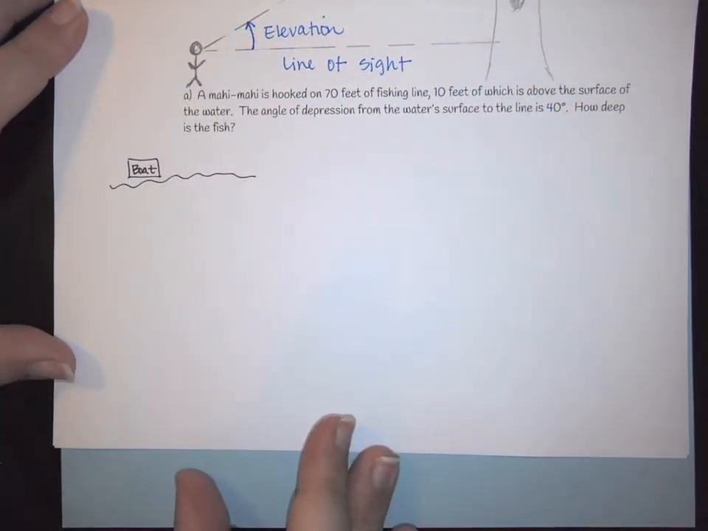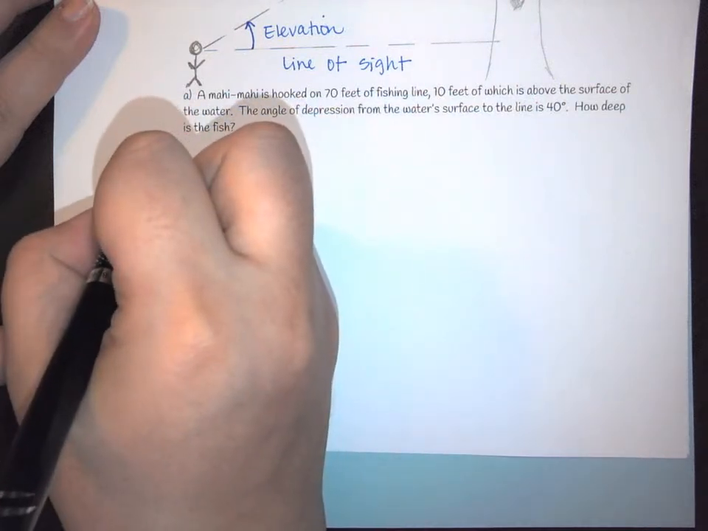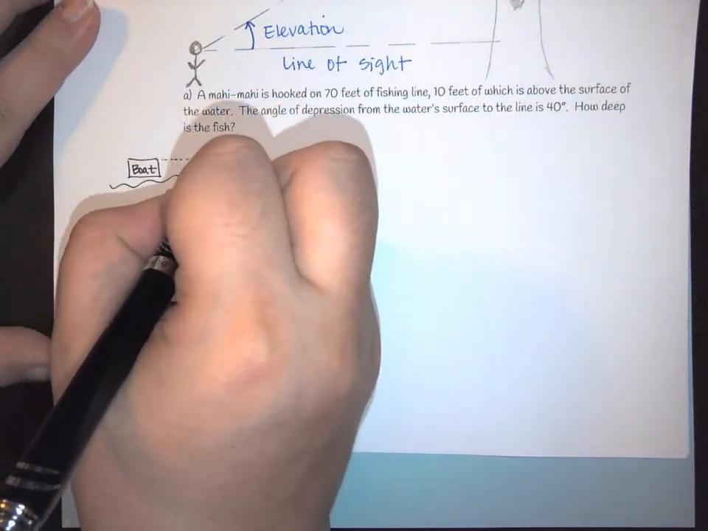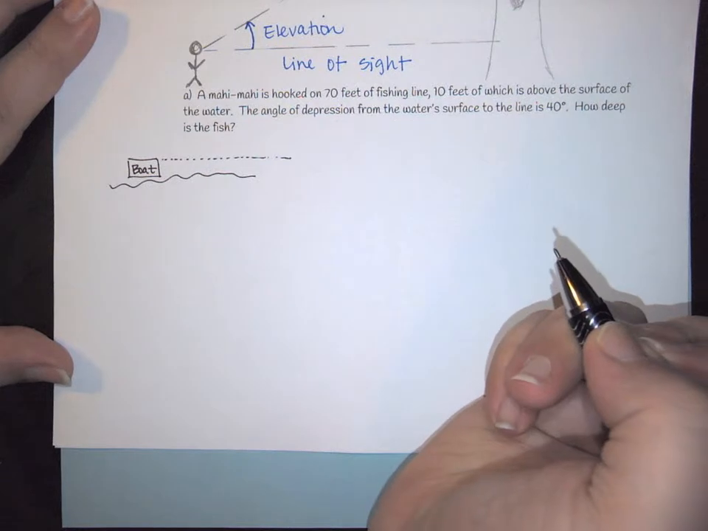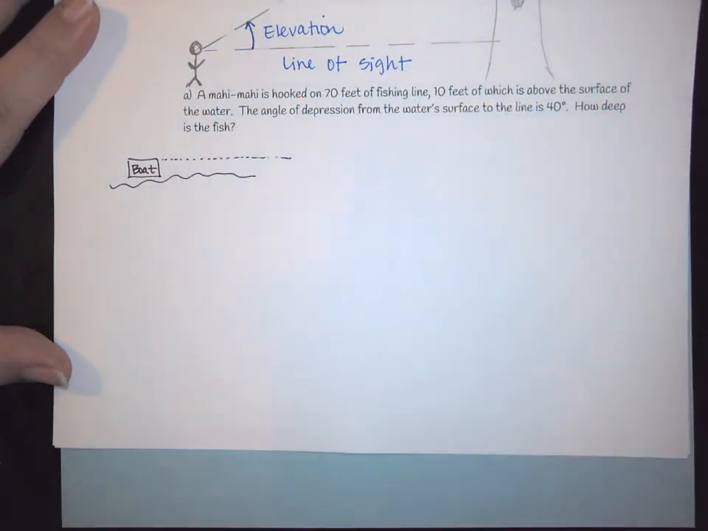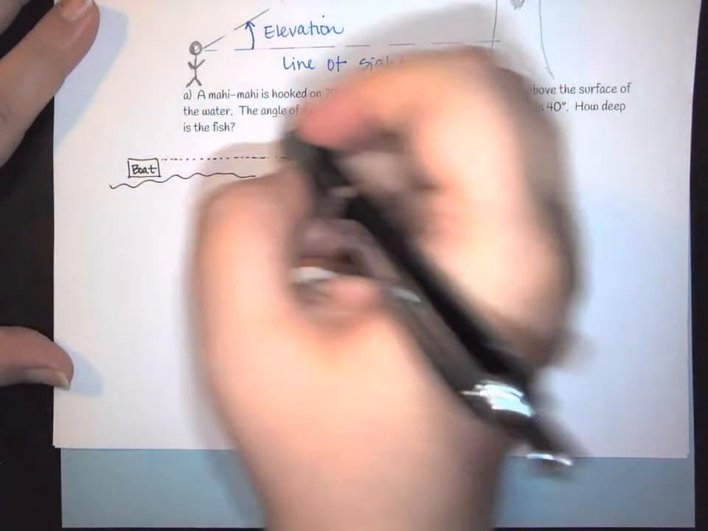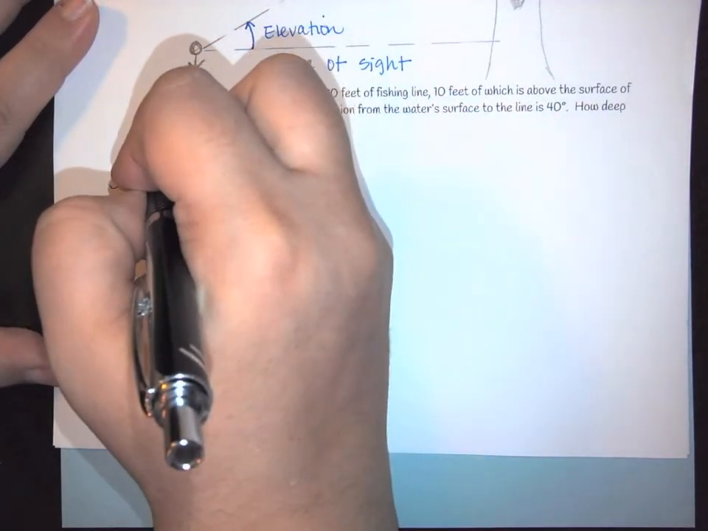And then with that, what do I know? Well, I know from the boat, I'm going to have a line of sight. So I would input that as a dashed line. And then I also know that I've got an angle of depression of 40 degrees. So here I would go ahead and draw my angle of depression.